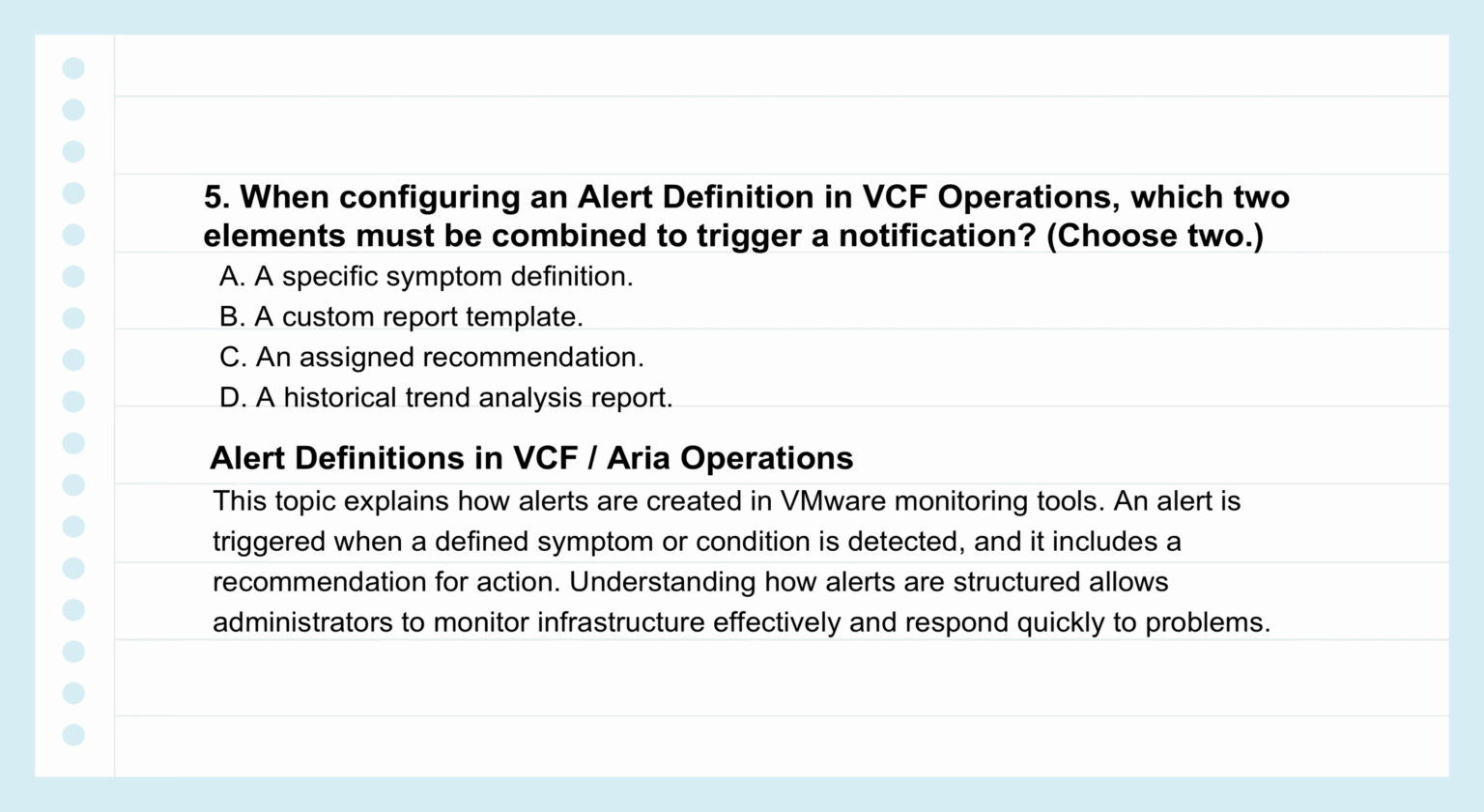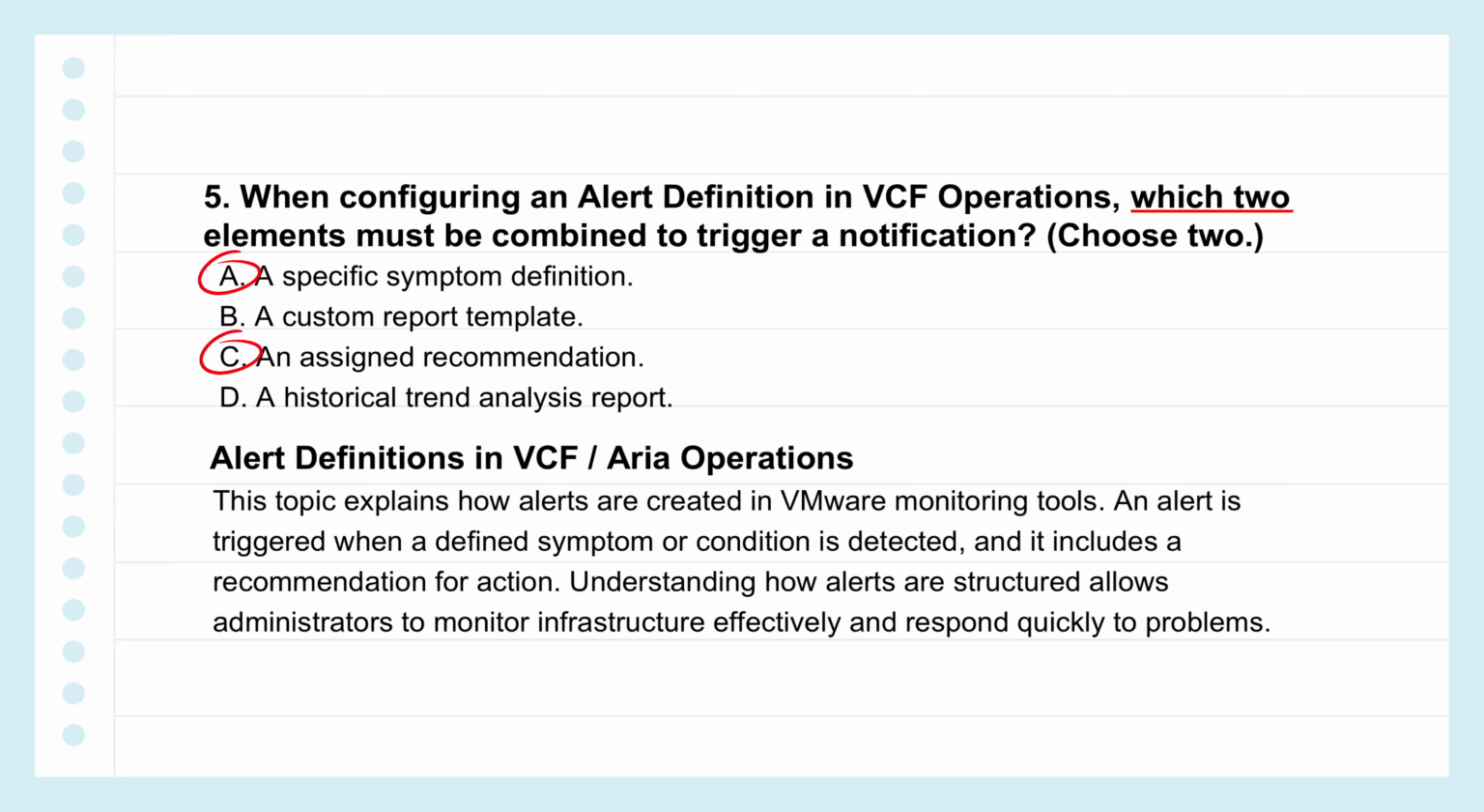Scenario 5. We are trying to cook up an alert definition in VCF Operations. What 2 exact ingredients do we need to actually trigger a notification? The source material gives us options like symptom definition, historical report, assigned recommendation, and risk analysis. To define an actionable alert, you need 2 core things from that list: a symptom definition and an assigned recommendation.